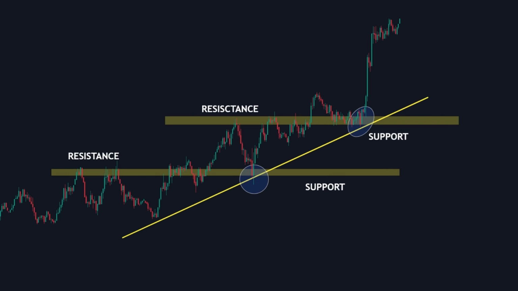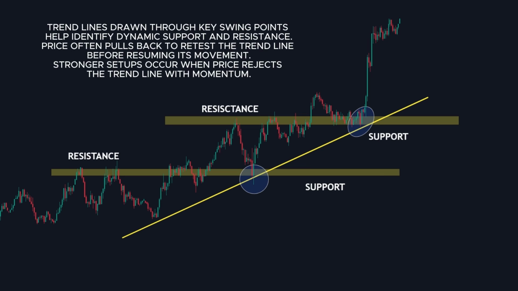Trendline pullbacks. Trend lines drawn through key swing points help identify dynamic support and resistance. Price often pulls back to retest the trend line before resuming its movement. Stronger setups occur when price rejects the trend line with momentum.